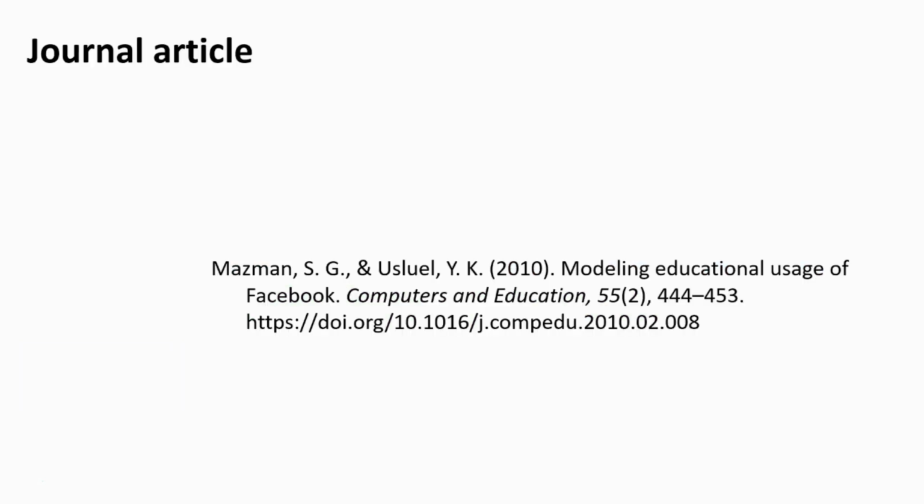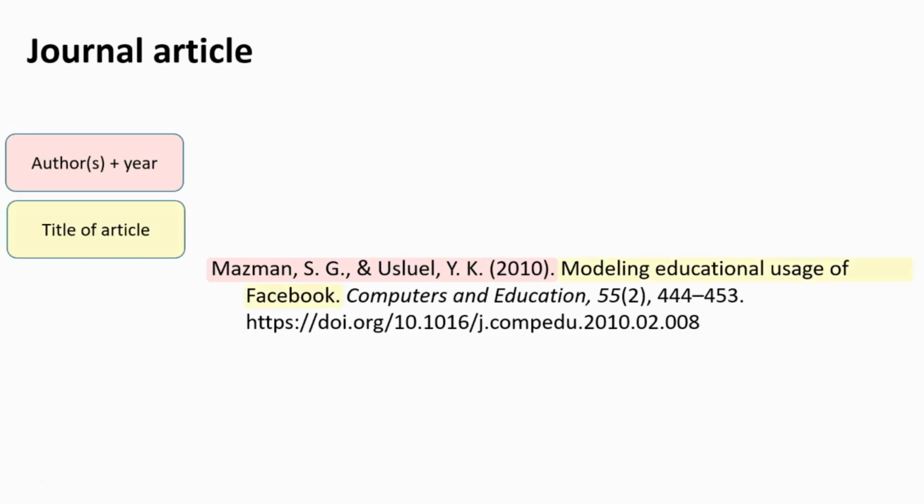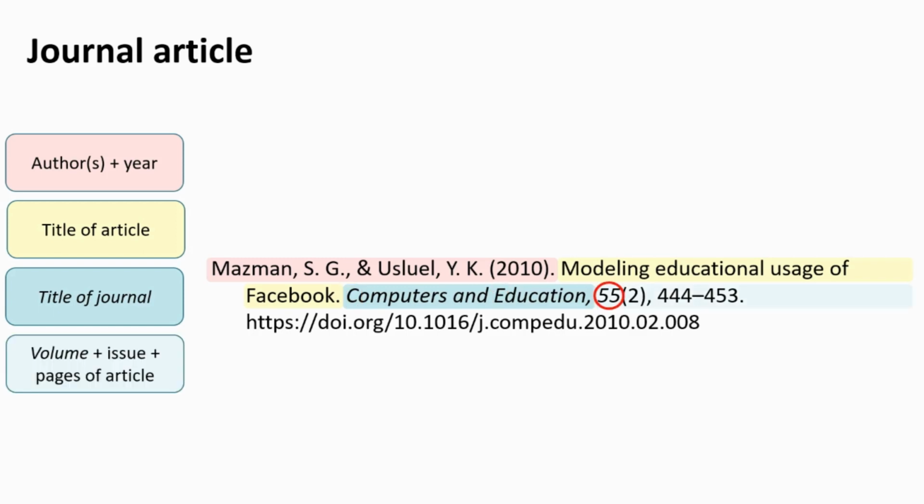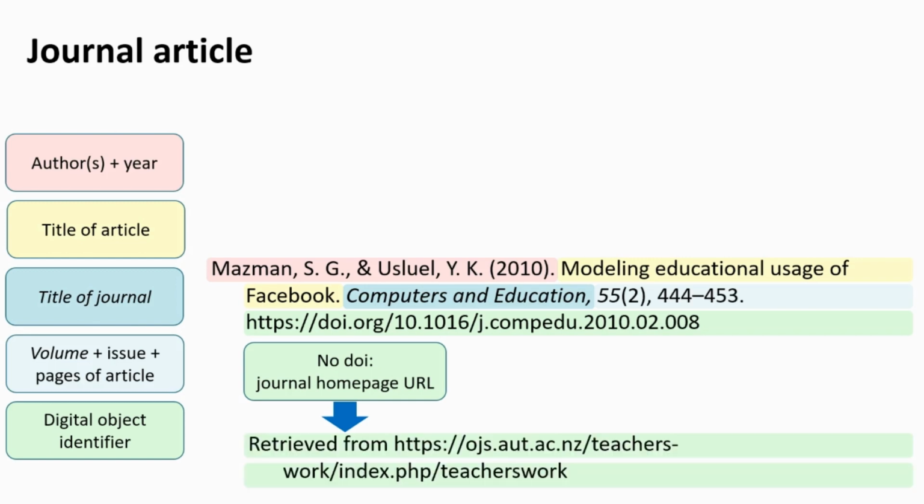For a journal article, after the author and year, put the title of the article, then the title of the journal in italics with capital letters. Then you have volume number, also in italics, issue number, in brackets but not italics, and the page numbers of the full article. Lastly, the Digital Object Identifier, or DOI, which is a code that can help you locate online content. It's presented as a URL. If your article has no DOI, then write retrieved from and use the URL of the journal homepage.